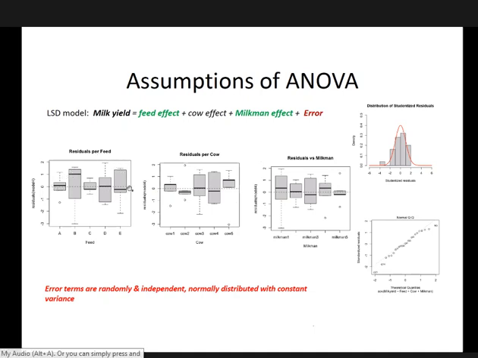that in terms of the distribution, we seem to have positive and negative for the feeds, positive and negative for the cow, and also positive and negative for the milkman. And then the normal distribution is okay, although slightly not better than that. So here you can see that the design seems to agree that we need to have both the cow and the milkman effect in our model, so that the error terms are randomly independent and normally distributed. But we still have the problem of the variance being constant.